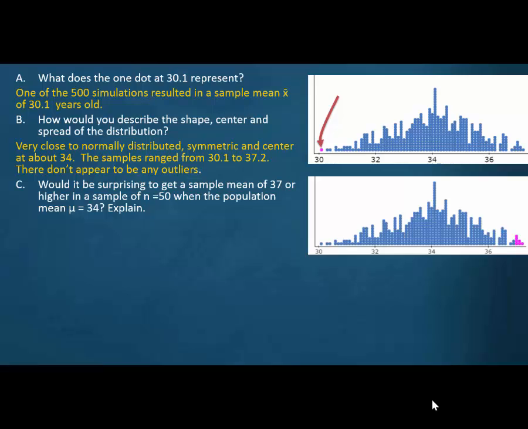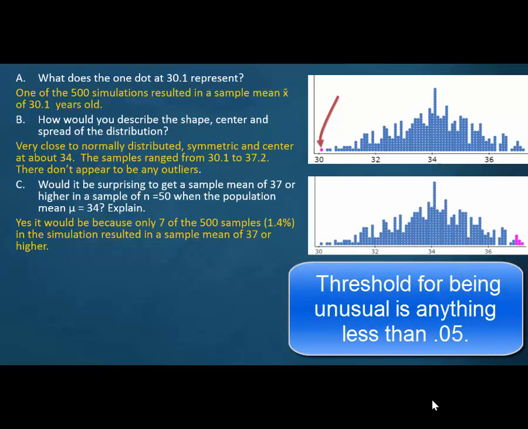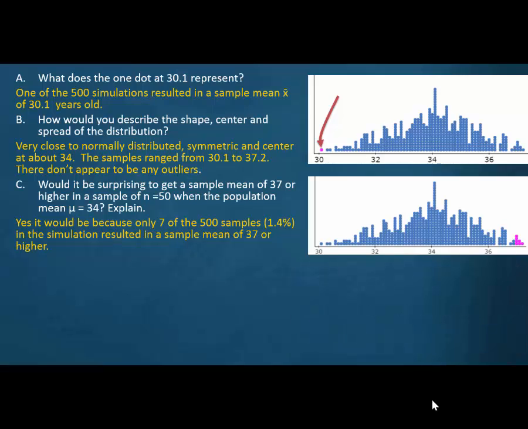And explain. So I've shaded that part for you. It would be. There are only 7 of the 500 samples, so 1.4%, in the simulation that resulted in a sample mean of 37 or higher. Our threshold, and we'll talk more about this threshold in a subsequent lesson, is generally set at about 0.05. So anything less than 5% we would consider unusual or surprising.